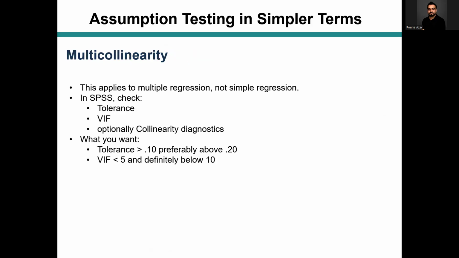And multicollinearity, remember, this is a very important point. This is just for multiple linear regression, not simple regression. How can we check that? We can use the tolerance test, the VIF test, or optionally collinearity diagnostics. Tolerance should be more than 0.1, or above 0.2 is preferable. VIF should be less than 5 and definitely below 10.